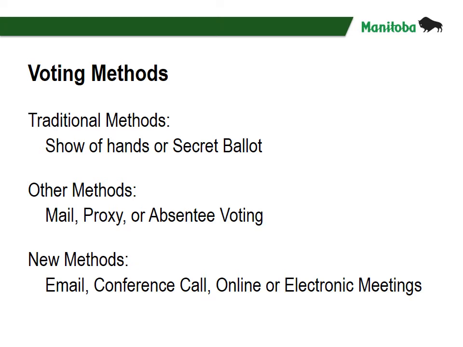Votes may be by secret ballot, by a show of hands, or by a reply of aye or nay. Votes are counted and then the motion is recorded in the minutes of the meeting. Other methods of voting are used when it's not possible for everyone on the board to attend the meeting in person. Examples would be mail-in voting, voting by proxy, or absentee voting. We'll talk about some of these later in the presentation.